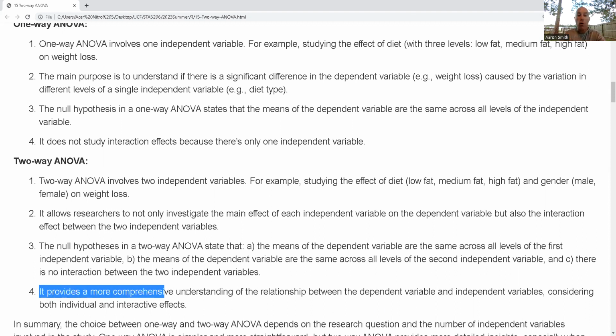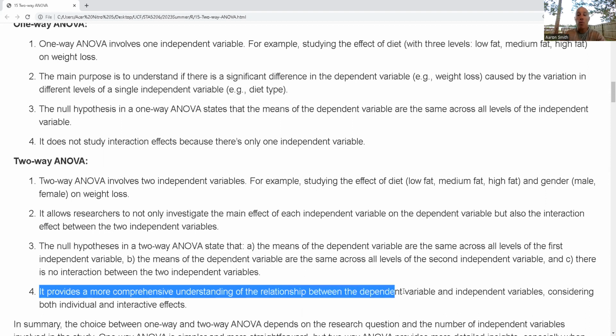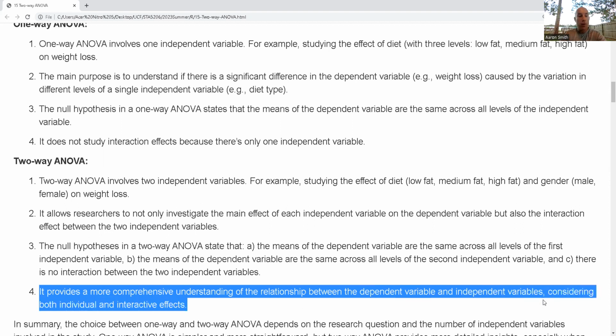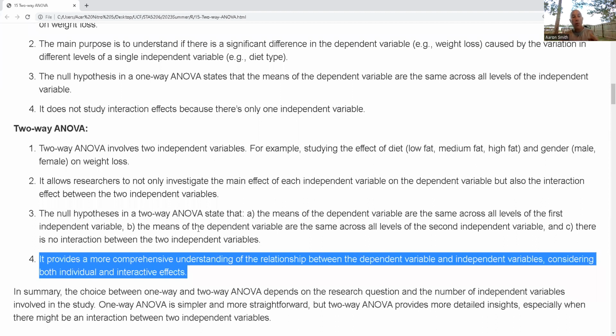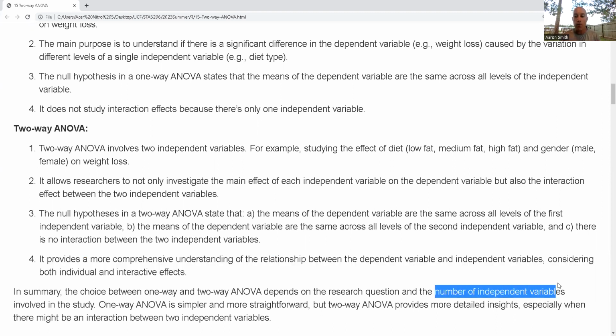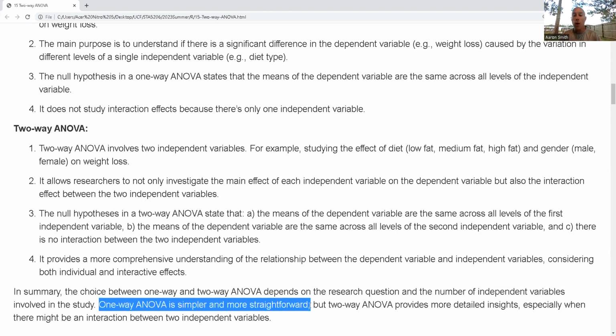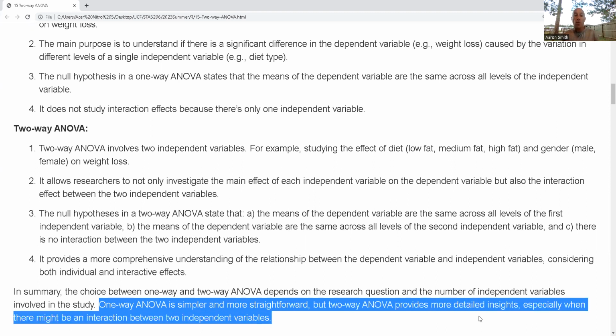Two-way ANOVA provides a more comprehensive understanding of the relationship between the dependent variables and the independent variables, considering both individual and interactive effects. In summary, the choice between one-way and two-way ANOVA depends on the research question and the number of independent variables. Main thing is the number of independent variables. One-way ANOVA is simpler and more straightforward, but two-way ANOVA provides more detailed insights, especially when there might be an interaction effect between two independent variables.